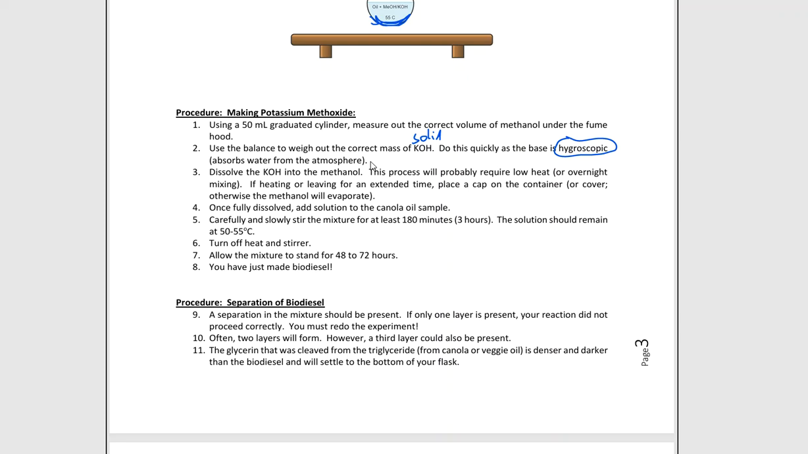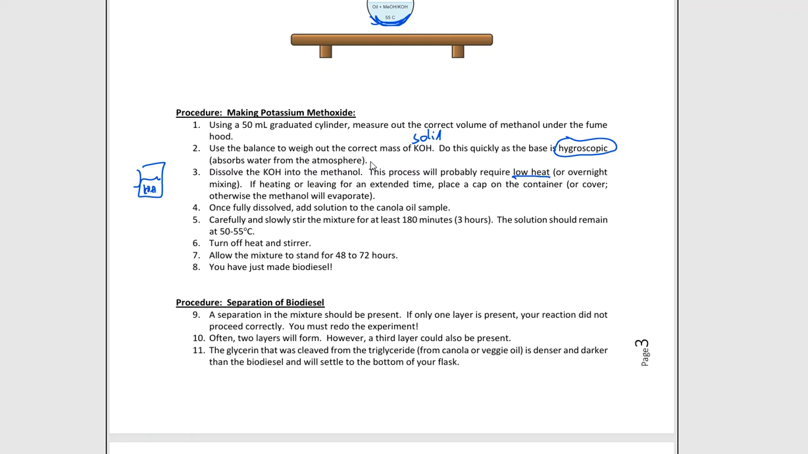Number 3, it says dissolve the KOH in the methanol. So I'm going to take a beaker, and that beaker is going to have my methanol in it, and then it's also going to have my KOH in it as well. That is a liquid solution. KOH dissolves very well in water, but it needs a little help in alcohols, right? And here's where it needs a little bit of help. So it says it will require a little bit of low heat, possibly. So what I like to do is put the beaker onto a very low, warm hot plate and turn the stir wide open. And then that KOH will dissolve, but it's going to take a little bit of time.